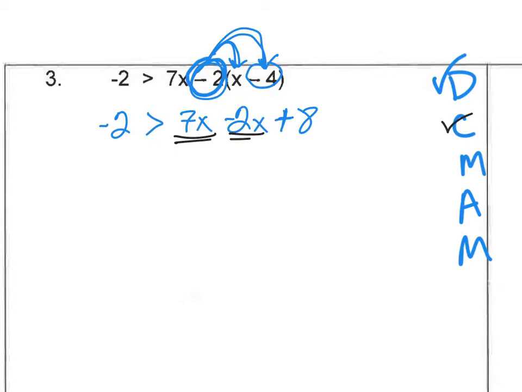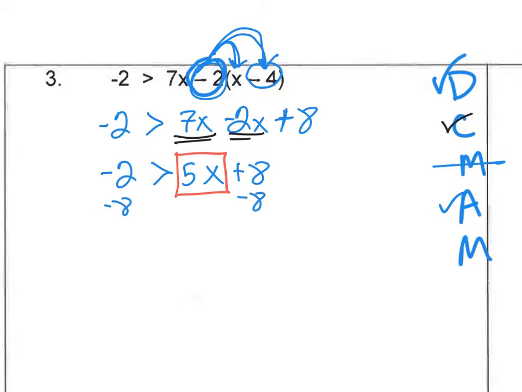I'm going to combine like terms. So I have negative 2 is greater than 5x plus 8. I don't need to move the variable. I do need to add or subtract. Remember, we're trying to get this entire term by itself, which means that 8 is in my way. So I'm going to subtract 8 from both sides. And I'm left with negative 10 is greater than 5x.